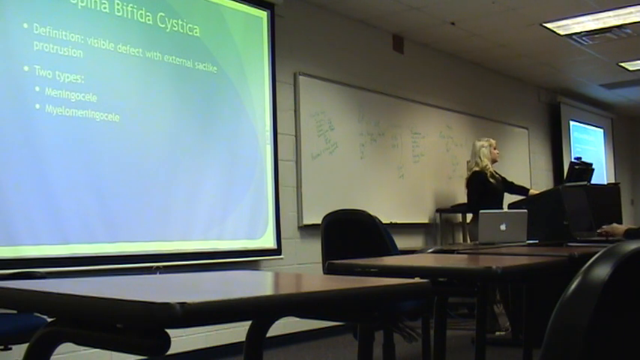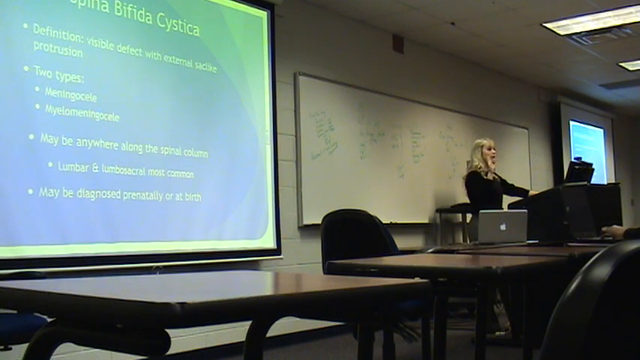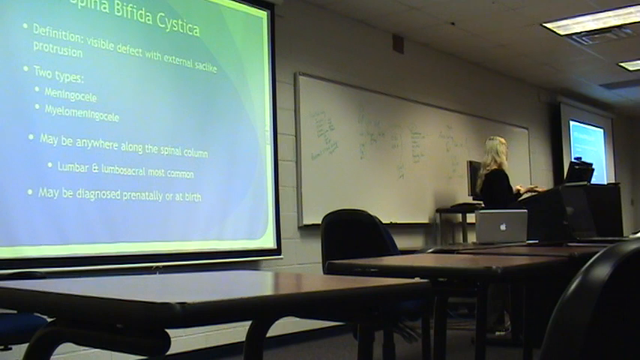So cystica, these are our external defects. There are two types of this as well. There's meningocele and there's myelomeningocele. And these can be anywhere on the column, so they could have a high defect, they could have a low defect. And it can be diagnosed prenatally like we talked about earlier, but some people might not have those diagnostic measures taken, and so they might find this at birth.